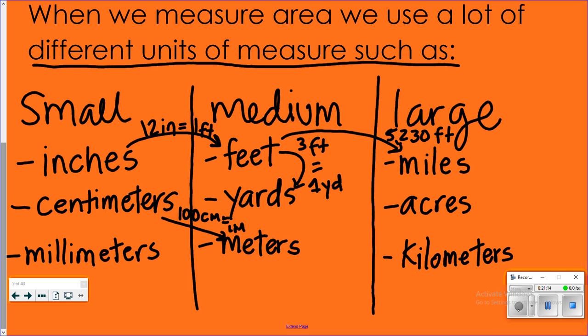Probably one of the things in the medium. Yeah, I would probably use medium. The size of a room is pretty medium. I would likely use, I could use my yardstick. I could use feet. Would it make sense to use inches? No. Could I? Yeah, I could. But it would not be the most efficient way.